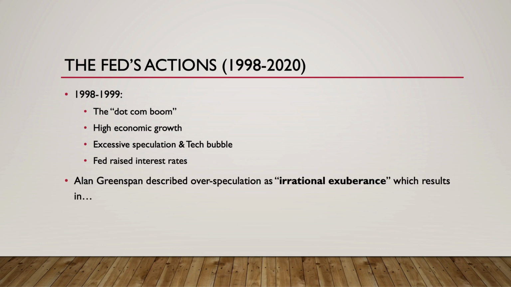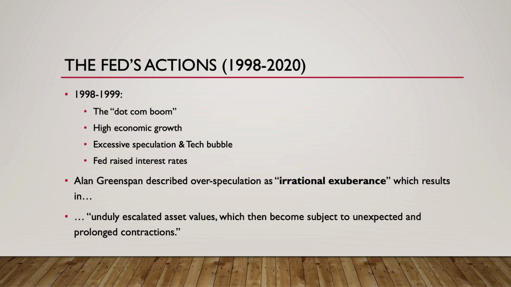In a 1996 speech given at the American Enterprise Institute, then Federal Reserve Chair Alan Greenspan famously described the overspeculation of investors as irrational exuberance, and further explained that this behavior results in, quote, unduly escalated asset values, which then become subject to unexpected and prolonged contractions.